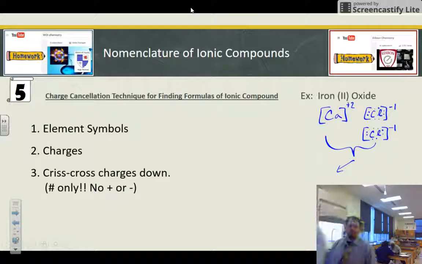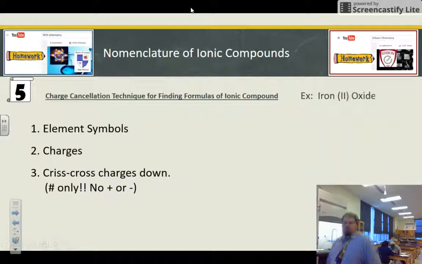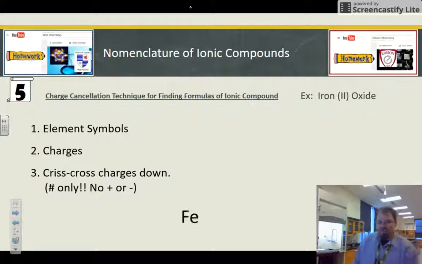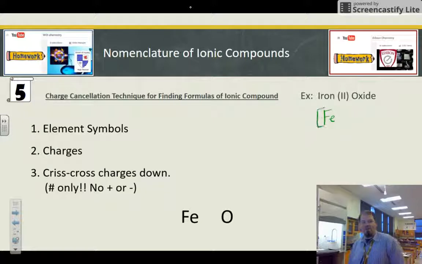Iron(II) oxide. So I see iron, and I have oxygen. Now I need to know the charge on iron. It could be +2 or +3. In this case, I know it's +2 because the Roman numeral told me so. The Roman numeral is the charge.